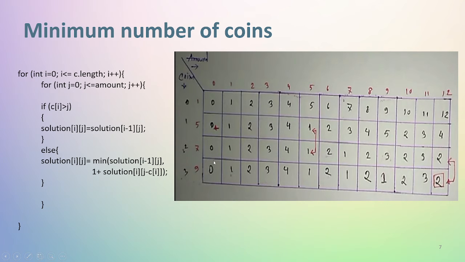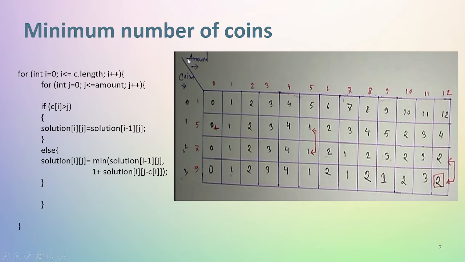This is a two-dimensional array as well. This is the amount, these are the amount or taka, and these are the coins. These are the coin values, and these are the row numbers. Suppose I have a coin valued 1 and the amount is 0. So I don't pay anything. That's why I write 0.